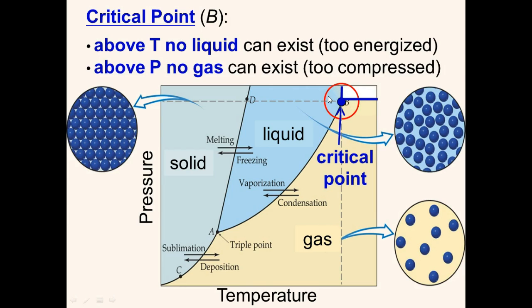And then if we do have something get past this point somehow, it becomes called a supercritical fluid. So if there's something past this, like let's just say there was a gas that was a gas here, it would be called a supercritical fluid.